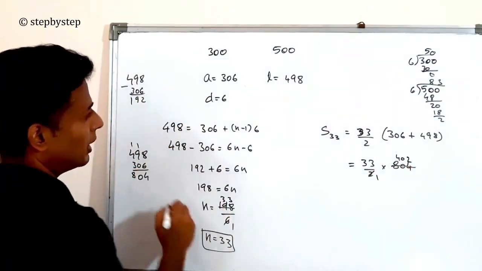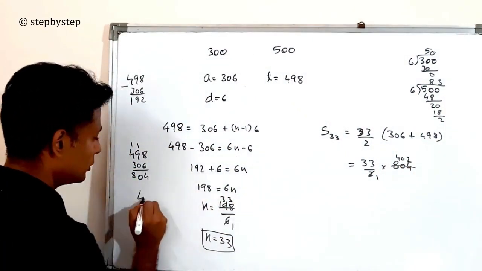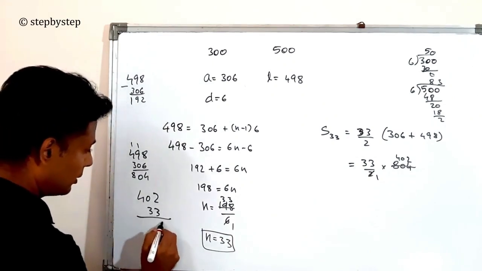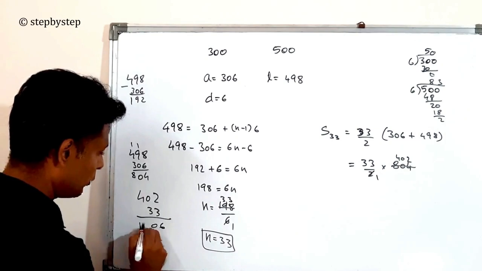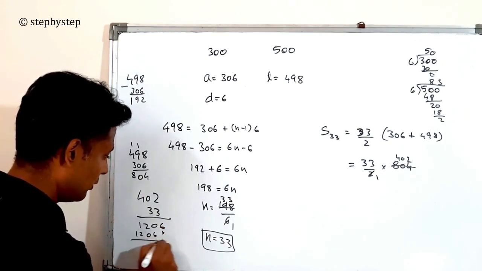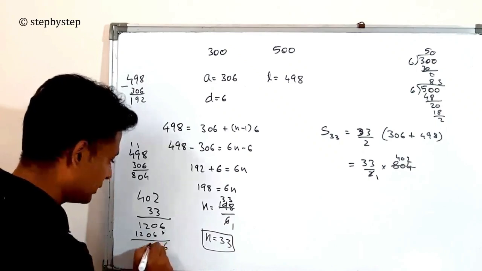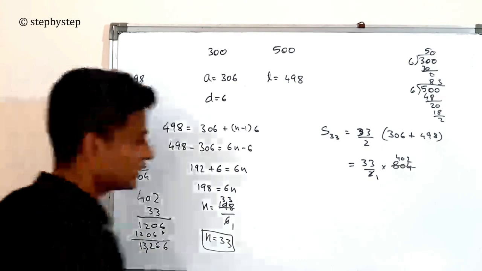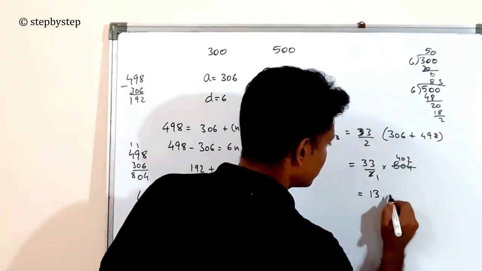Now we need to multiply 402 into 33. So 402 into 33: 3 2s are 6, 0, 12. So I get 6, 0, 12. So 6, 6, 2, 3, 1. So 13,266.